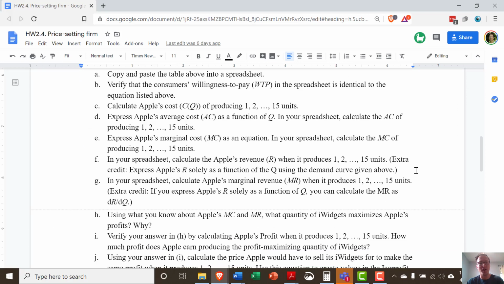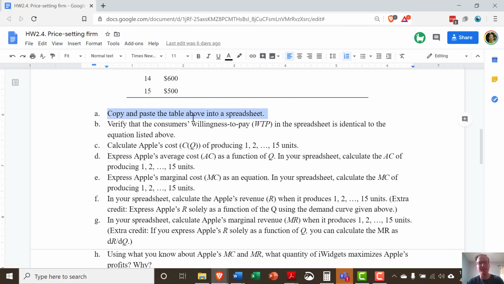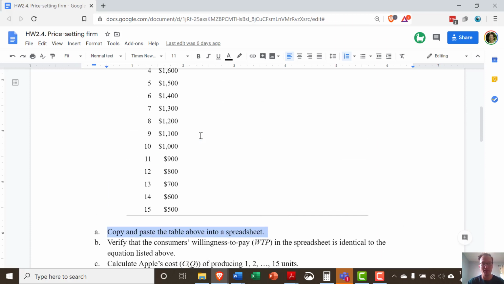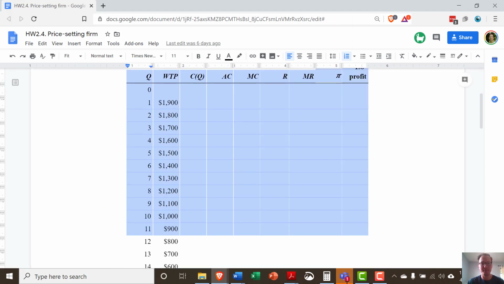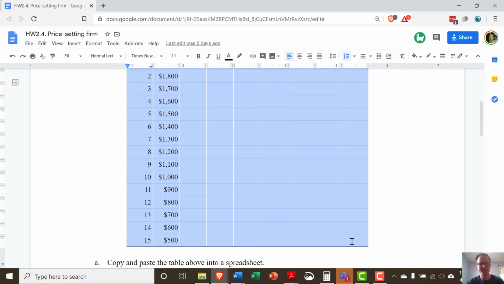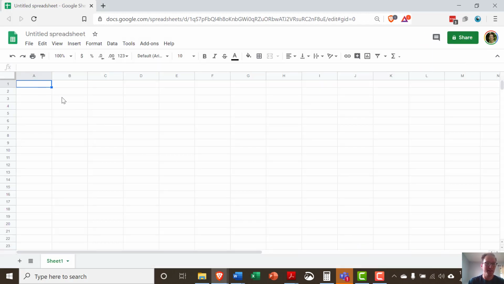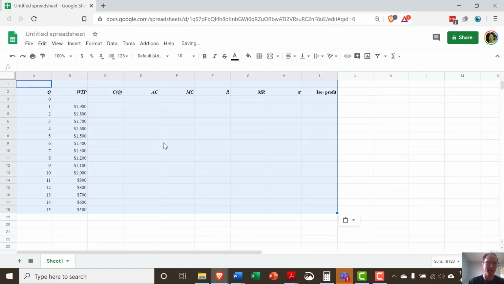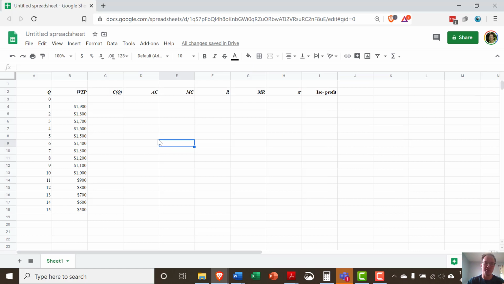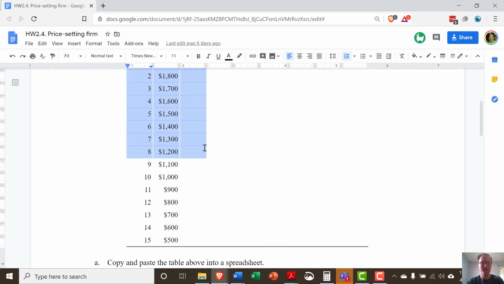So as we move through the problem, the first step at A is to copy and paste the table into a spreadsheet. So you can copy it. You'll need an empty spreadsheet. I'm going to use Google Sheets. If you like, you can use Excel. At this level, there's no real difference between Google Sheets and Excel for doing what we need to be able to do.